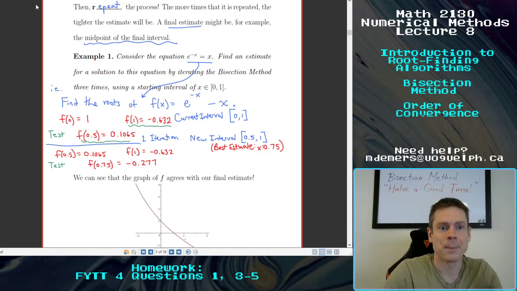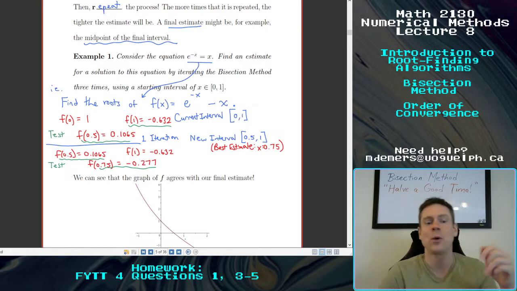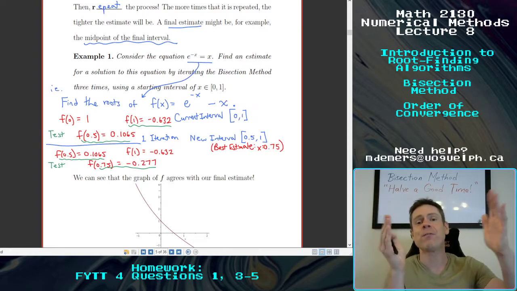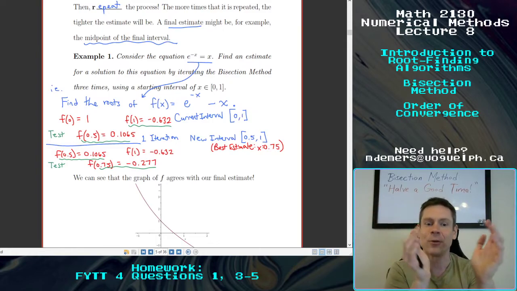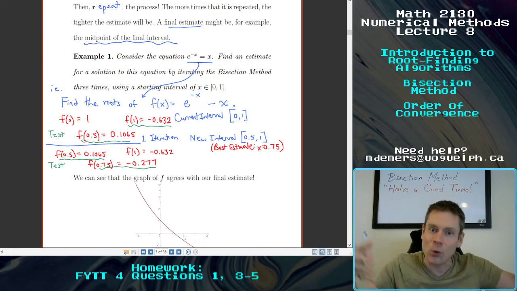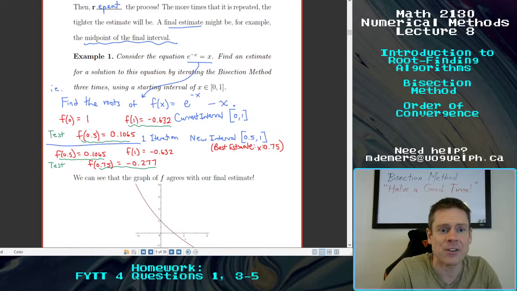So you stare at that for a second and you say, okay, we're going to have a smaller interval here. Keep the ones that are on either side of the root. There's a positive one, 0.1065. There's a negative one, minus 0.277. So our root has to now be between 0.5 and 0.75. It's like we're slowly narrowing things down a little bit at a time and chopping away the pieces and zoning in on what that root should be. So that's the end of our second iteration.